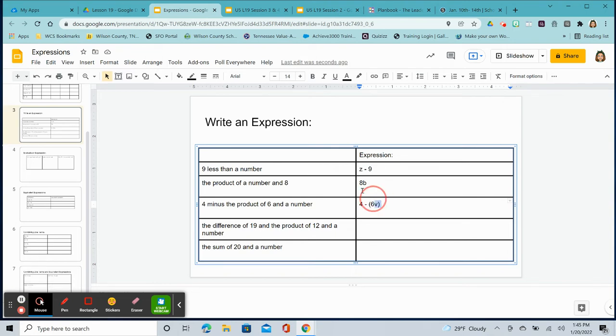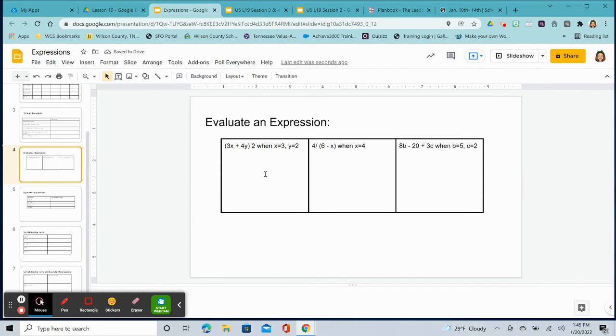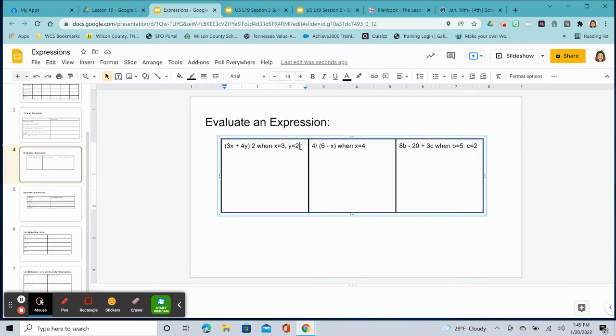All right, so now that we've reviewed that one, the next thing that we talked about with expressions is how to evaluate an expression. So when we evaluate an expression, if it contains a variable, you would need to know what to substitute in for those values. So these are all practice with that. So with this first one, we have 3x plus 4y in parentheses.